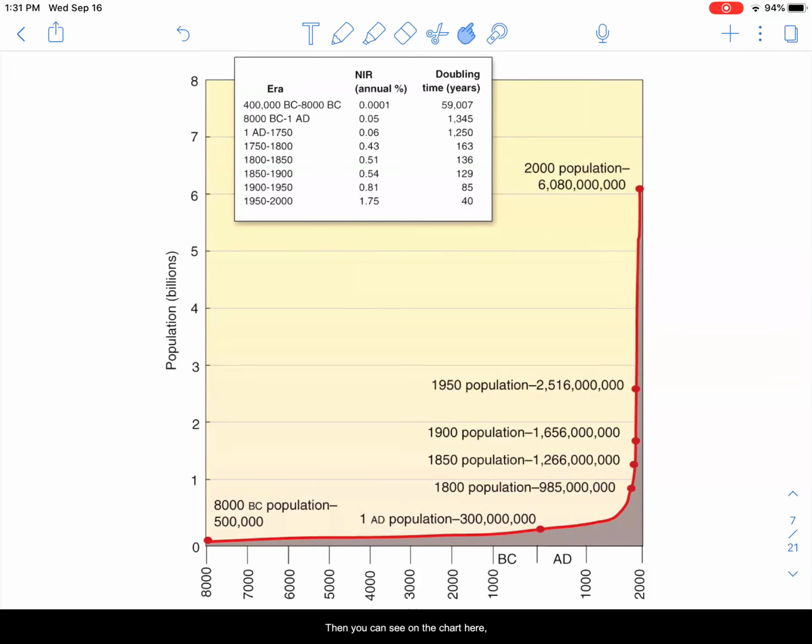And you can see in the chart here, as you get closer and closer to 2000 AD, note the population spiking up. Every dot is representing a significant stage of population. And then on the top of the chart, you can see the natural increase rate percentages and the doubling time, the amount of doubling time it's taken for the population of the planet to double. The first doubling in our human population took almost 60,000 years. The most recent doubling took only 40 years.